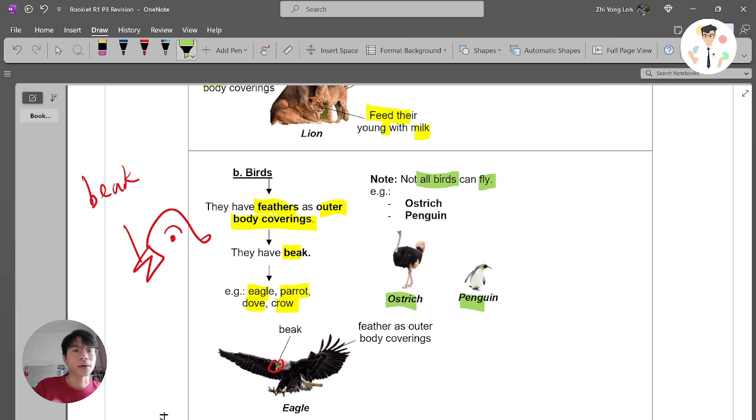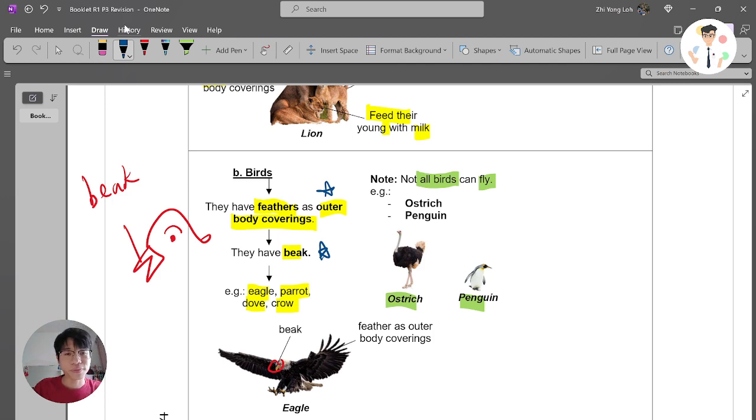Okay, so now let me just stop here for a moment, and I just want to quickly explain to you when you are answering questions. For example, if the question asks what are the characteristics of birds, please don't write that birds can fly, because we know that not all birds can fly. Use tips like, they have feathers as their outer covering, they have a beak. Use something like this as your characteristics of birds, rather than saying that birds can fly.